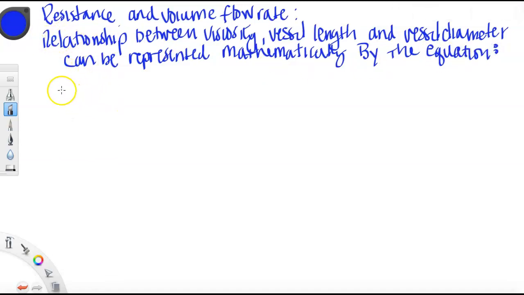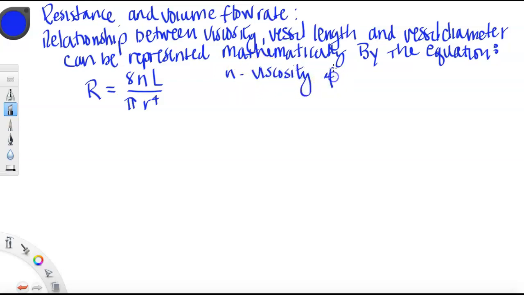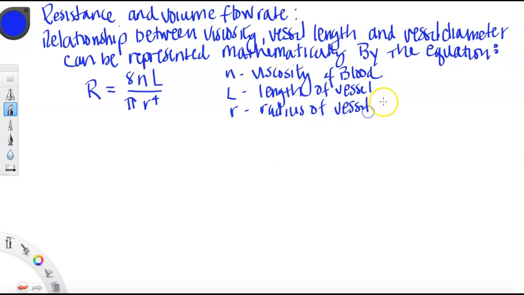Okay, so we have resistance, and that basically equals 8NL over pi r to the fourth, where N is the viscosity of blood, L is the length of the vessel, and R, of course, is the radius of the vessel lumen.